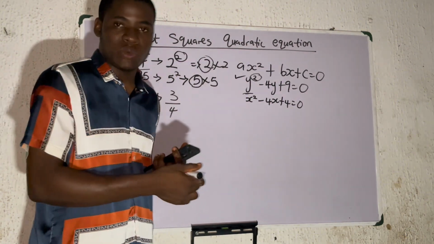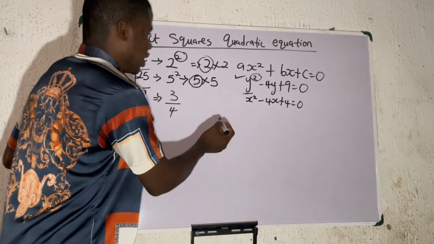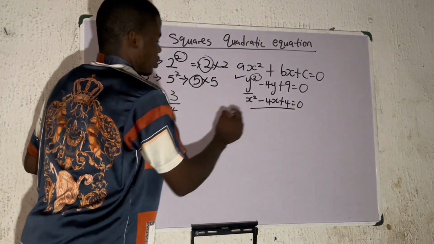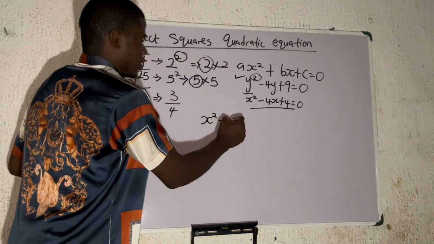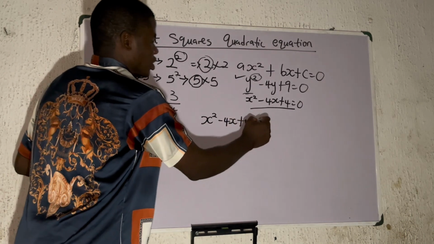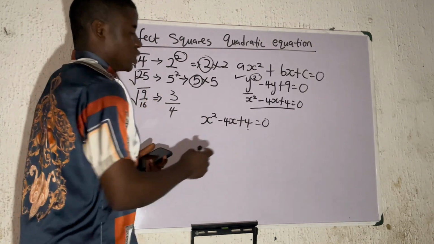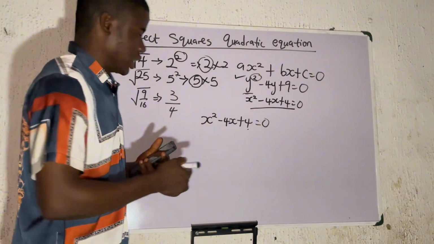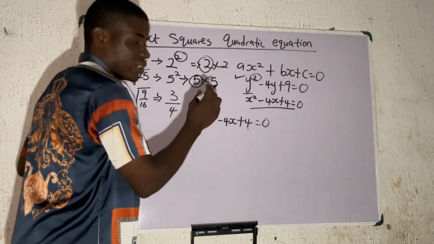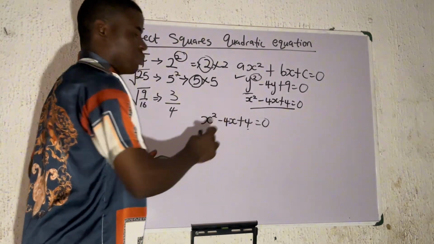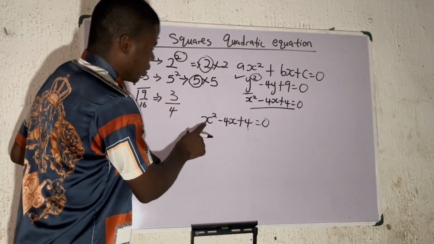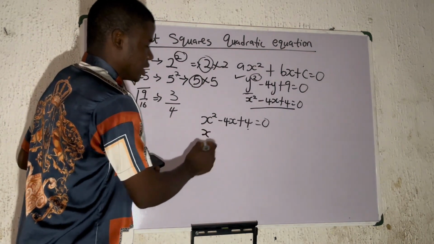Now which quadratic equation should we be using to check? Let me use this quadratic equation: x squared minus 4x plus 4 is equal to 0. Is it clear? Now, is this quadratic equation a perfect square? Let's check. The first condition says the first term and the last term must be perfect squares. Now the square root of x squared is x?